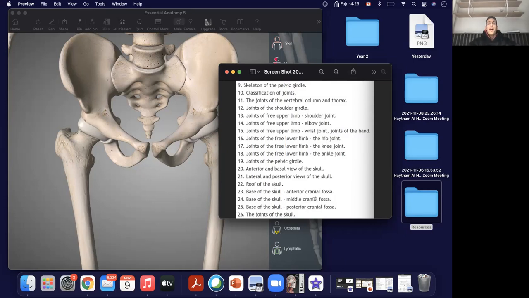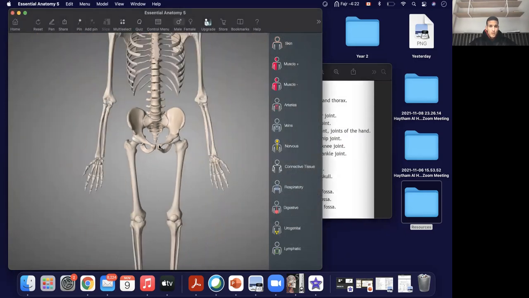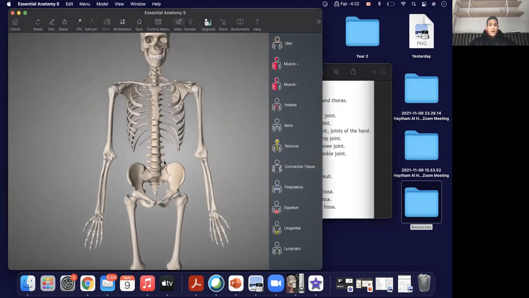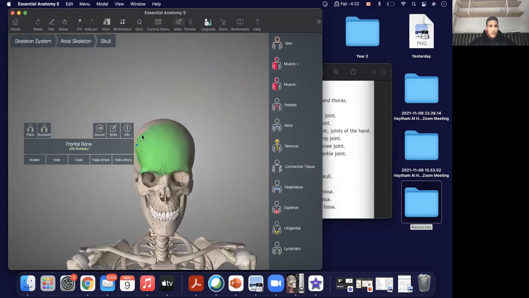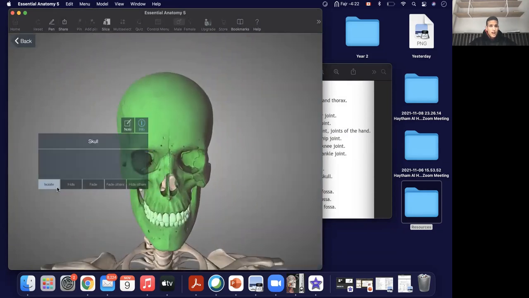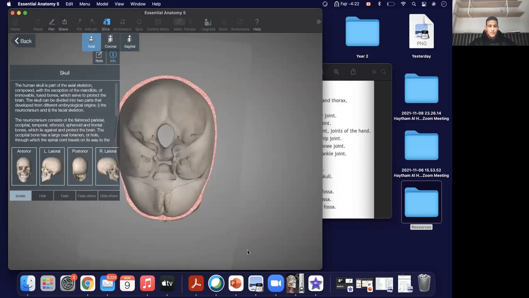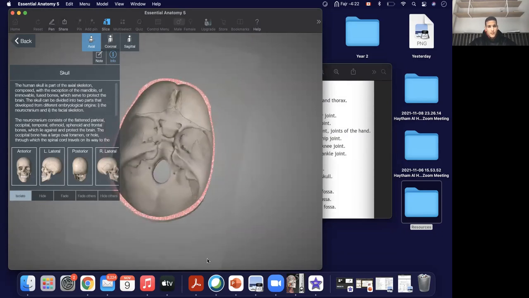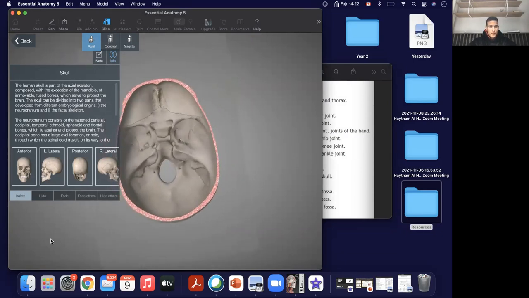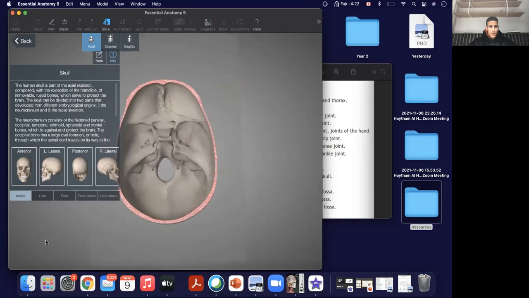The base of the skull: anterior cranial fossa, middle cranial fossa, posterior cranial fossa. I'll go quickly over those because they're very, very easy, and I think they're fair points for all of you. For the skull, I just want to remove it, isolate it, dissect it, and look inside of it. Just quickly, we have the anterior cranial fossa. You have to mention the bones present in it.